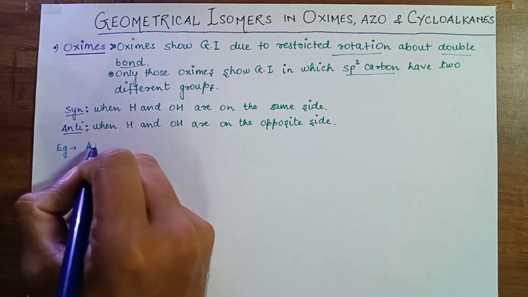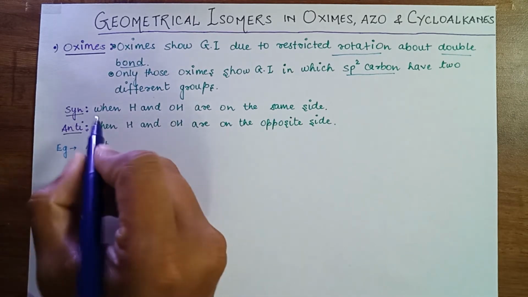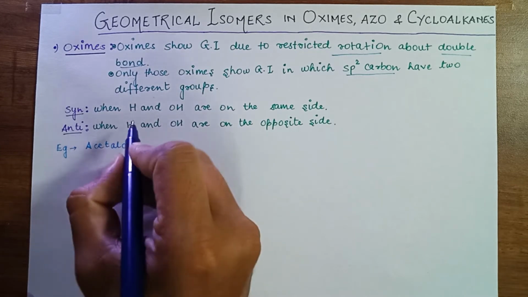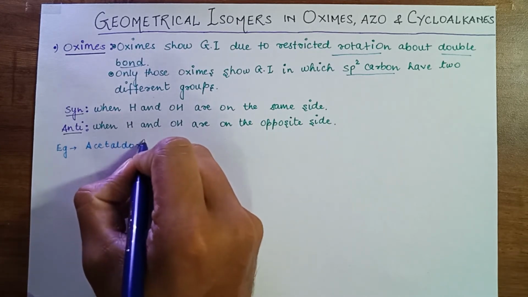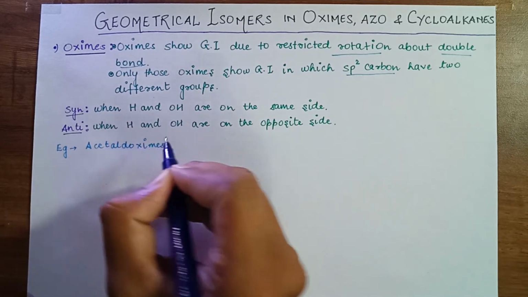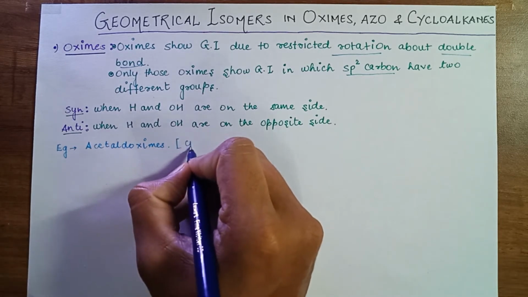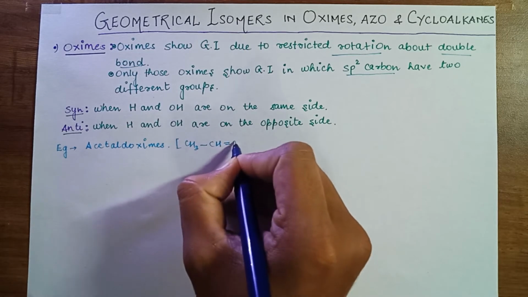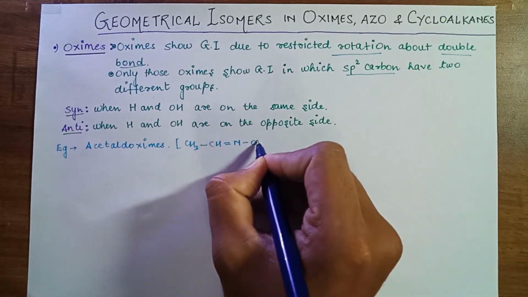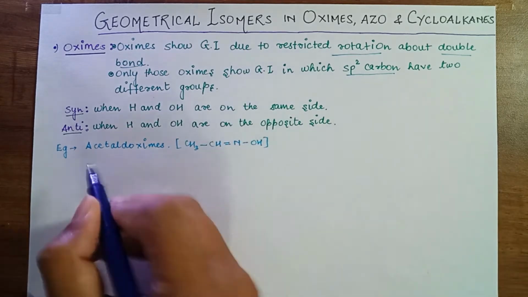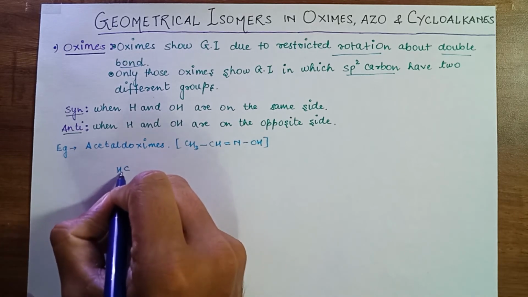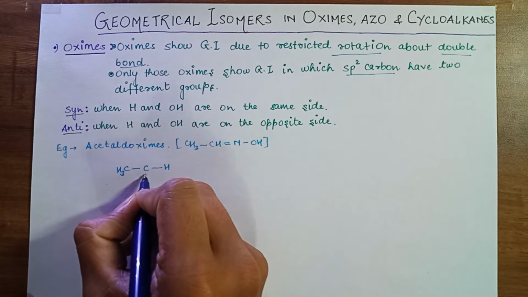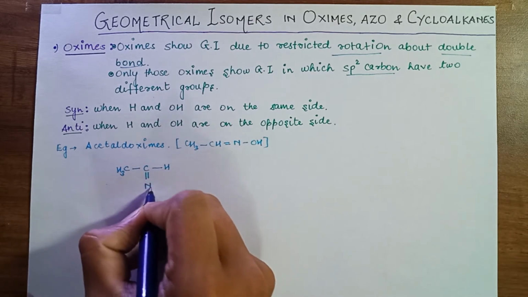The first is acetaldoxime. The formula is CH3CH=NOH. It can be represented as CH3 CH double bond NOH.